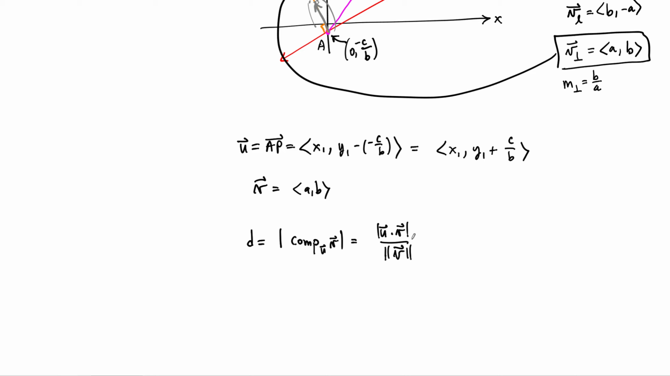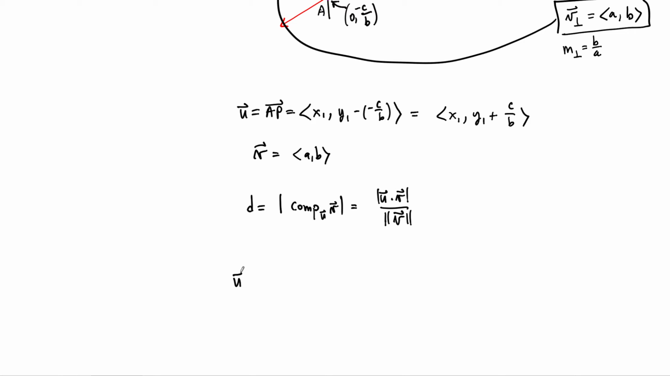So these are what we have to compute. All right, u dotted with v. What's it going to be? Component by component, it's a times x1 plus b times all of this, right? So plus b times y1 plus c over b. And then that's got to distribute. And so this becomes ax1 plus by1 plus bc over b. That's just c, right? So plus c.